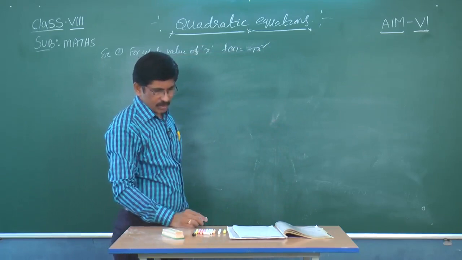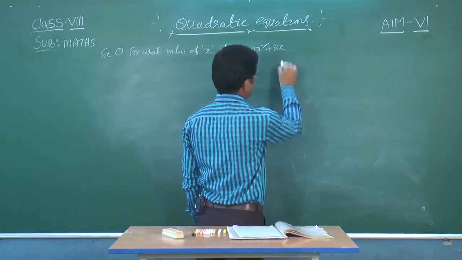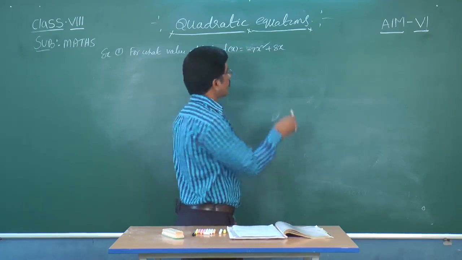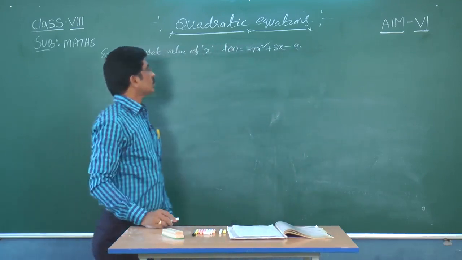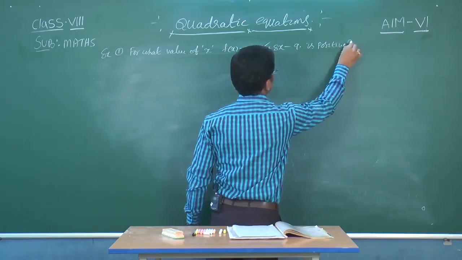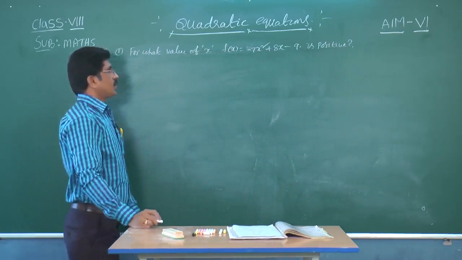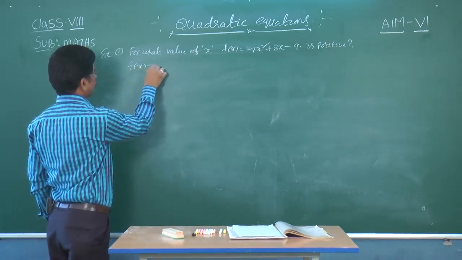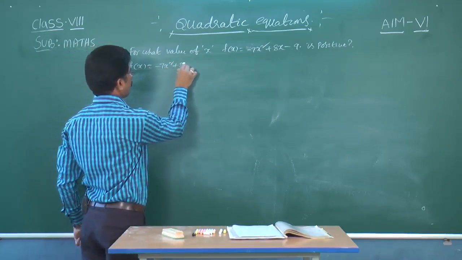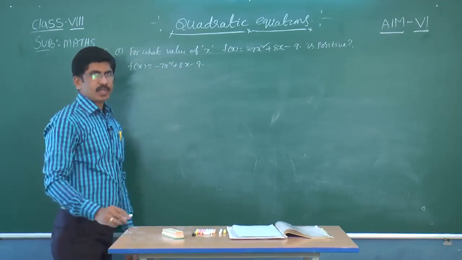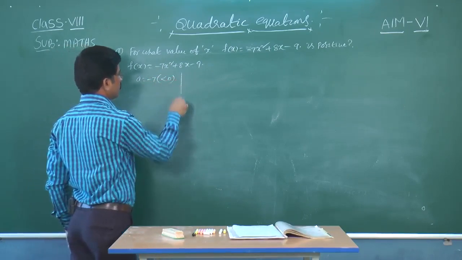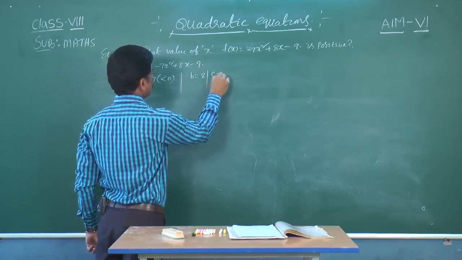f of x is equal to minus mx square plus 8x minus 9 is positive. Taking the expression f of x from the given expression as minus 7x square plus 8x minus 9. Observe here, in this expression a is equal to minus 7, which is less than 0. b is equal to 8, c is equal to minus 9.